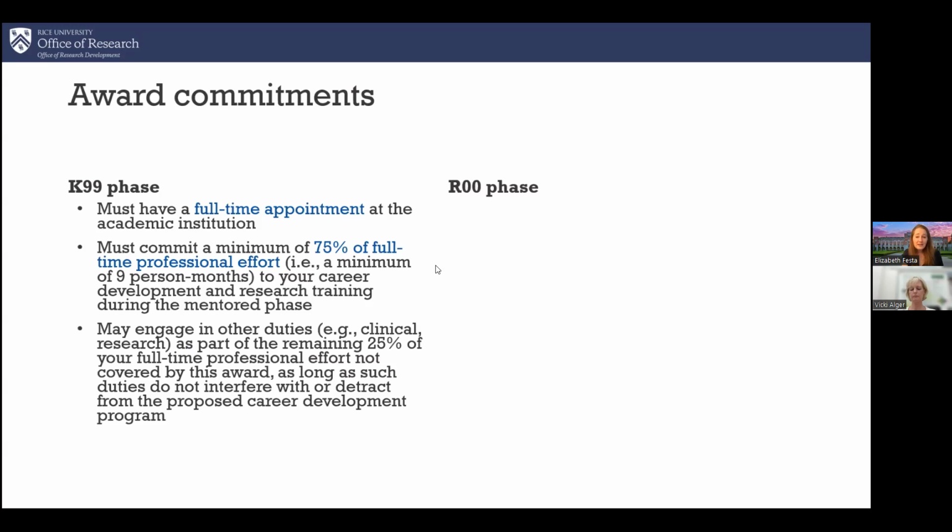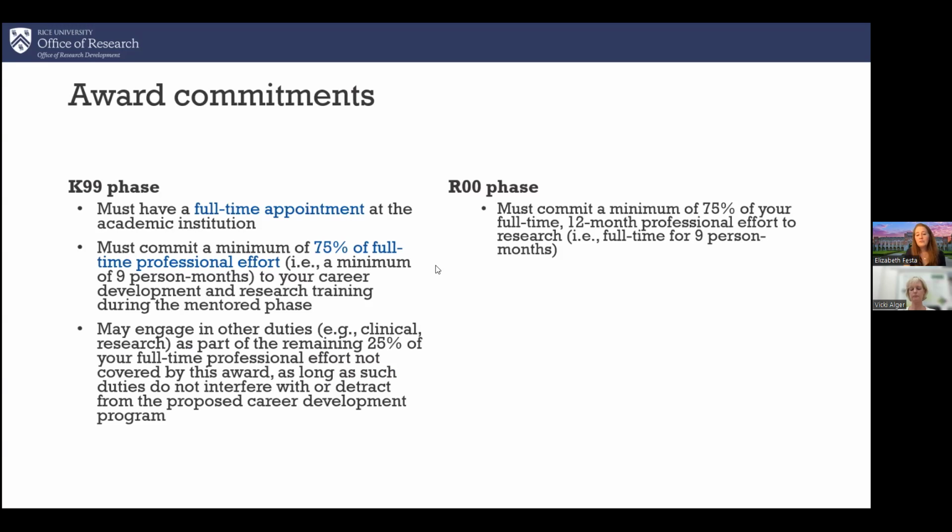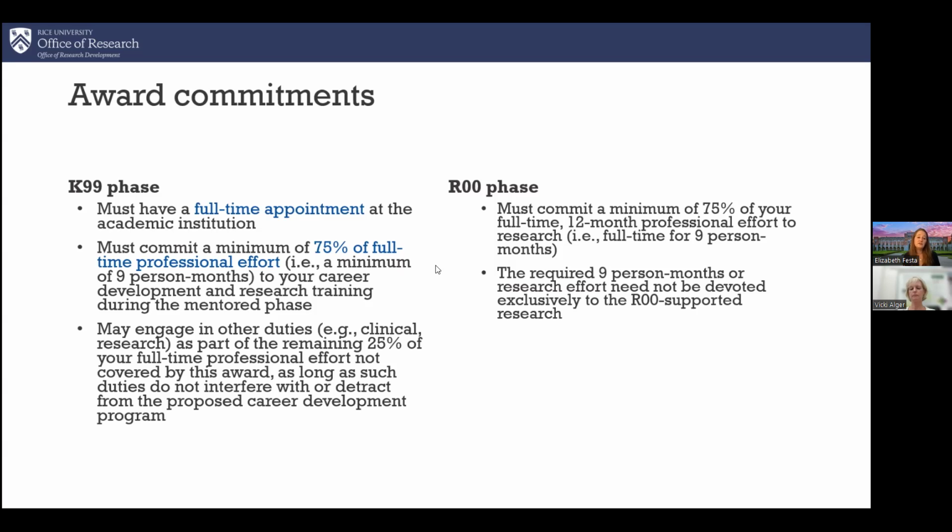In the independent phase, you will commit up to 75% of your time, 9 person months, to research. But the research doesn't need to be devoted exclusively to what you've suggested you're going to do in the R00 phase. NIH knows that your research agenda is going to expand once you reach your ultimate destination. And so they understand that. So it's not just what you've proposed, you'll have other projects as well.